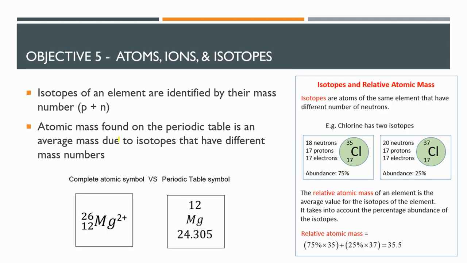And so this right here is why we get an average on the periodic table. Not every atom has the exact same mass for that particular element, and so an average is calculated depending on the general percentages, and that's how we get those decimals on the periodic table. Okay.